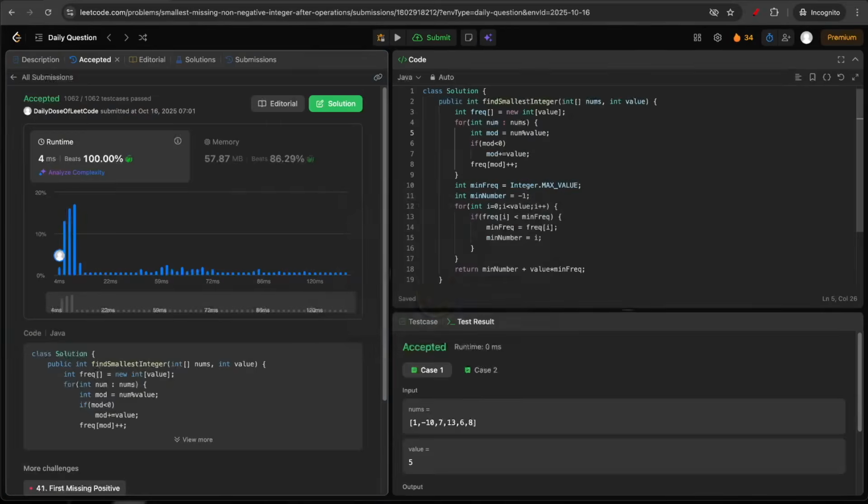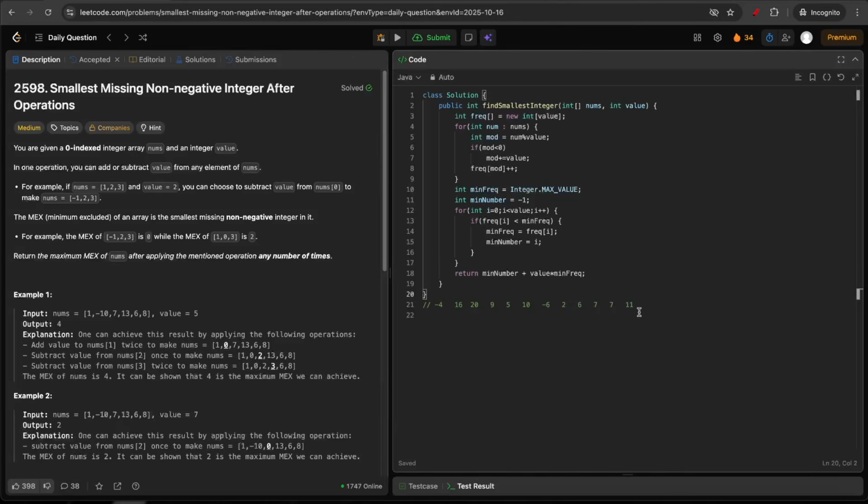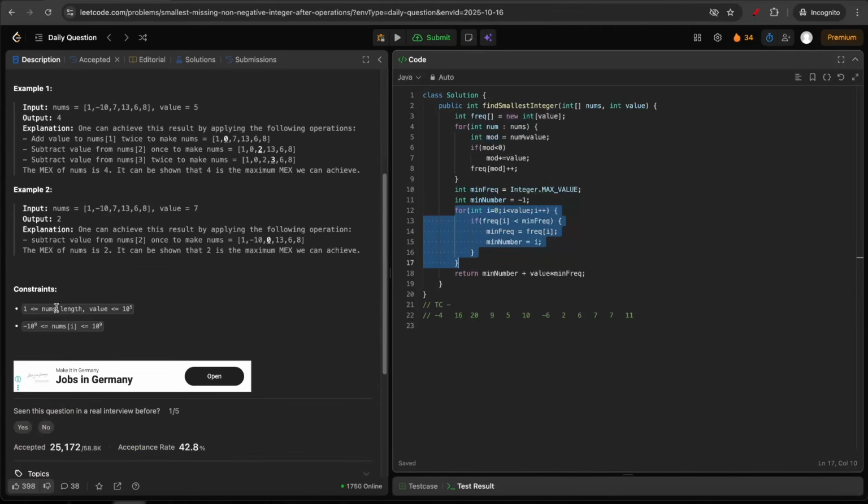It works. Finally, let's do the time and space complexity analysis. So for the time complexity, first we are iterating on the number array. So this is order of n. And then we are iterating on the value. So we can see both number and values are in the range 10 power 5. So you can say the time complexity is order of n plus value. And for space complexity, we are creating a frequency array of size value. So space complexity will be order of value.